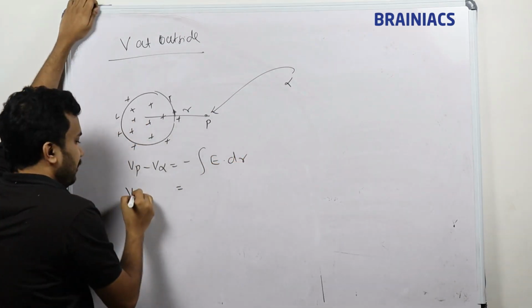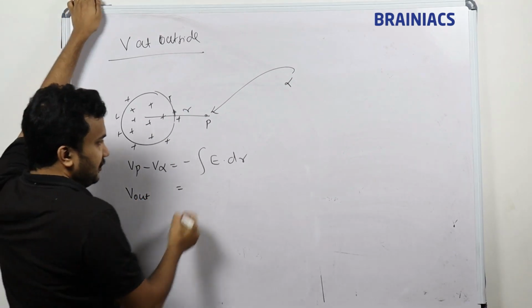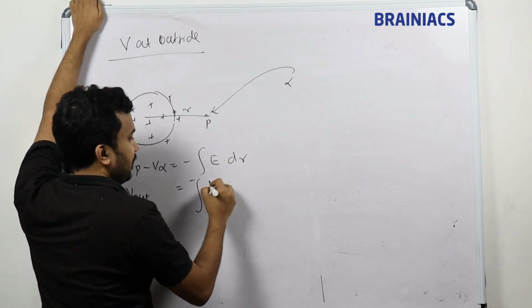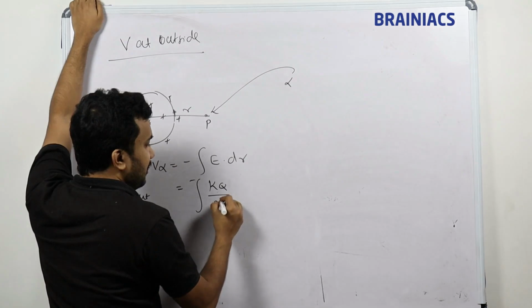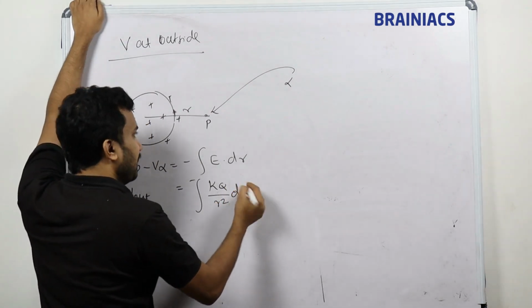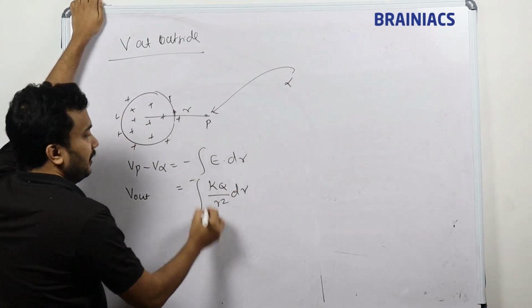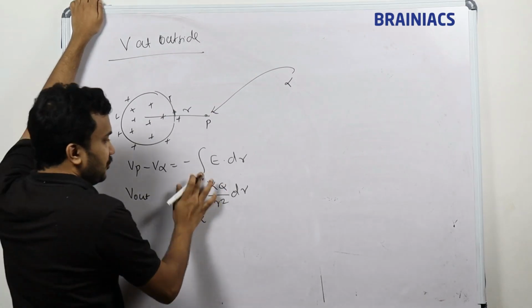So you know V at P means V outside, and V at infinity is 0. So minus the integral, outside, means what? Kq divided by r square into dr. You are integrating from where to where? From infinity to r, infinity to small letter r.